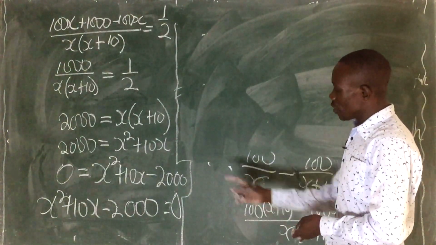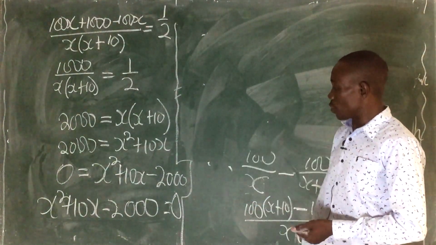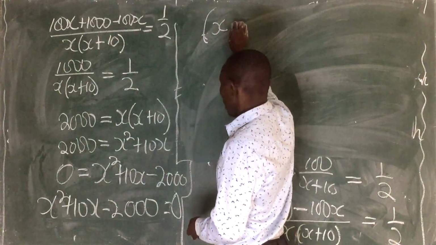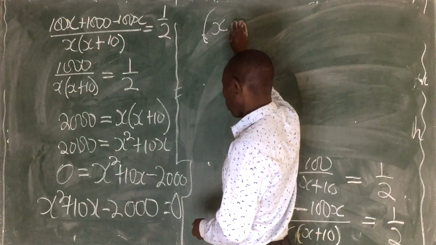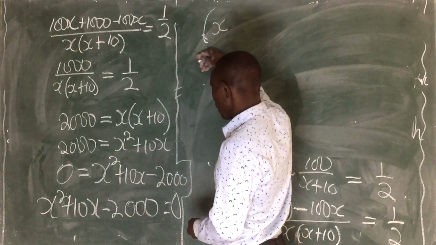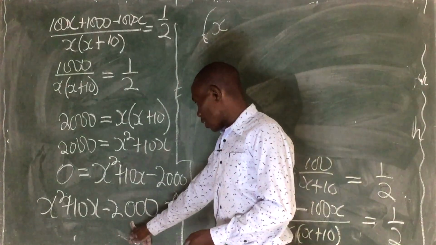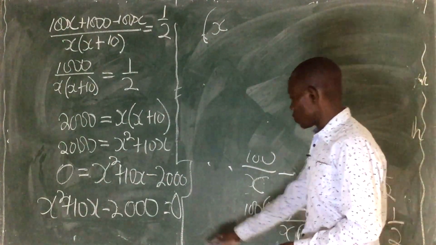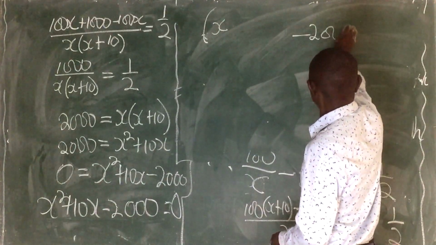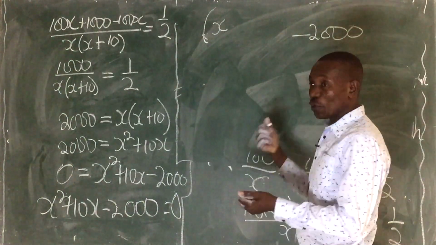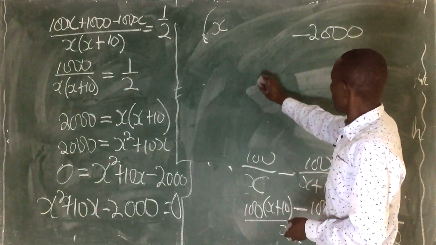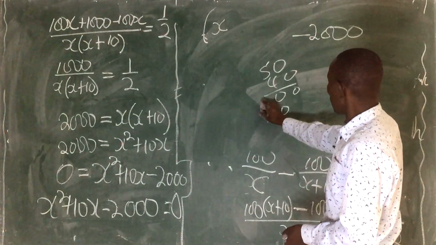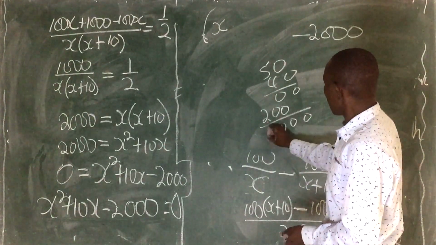When we factorize this one, we'll realize that the factors are x and x. To get a 10, we can consider factors of negative 2000 that, when you add, give you positive 10. I think we may have 50 multiplied by 40. Let's see, 0, 0, 0 here, I've got 20. So you have got 2000 here.